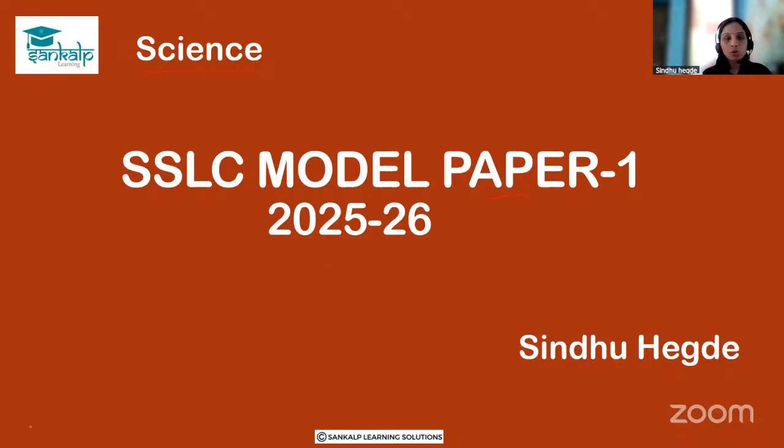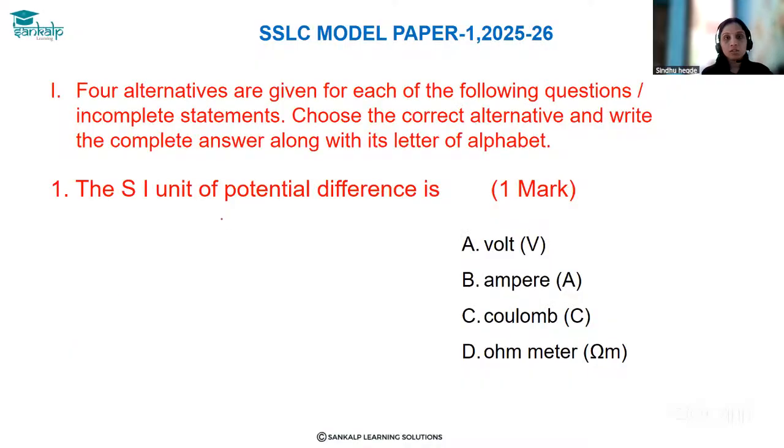Let us start to solve the questions one by one. First main, four alternatives are given for each of the following questions or incomplete statements. Choose the correct alternative and write the complete answer along with its letter of alphabet. First question: the SI unit of potential difference is option A volt V, option B ampere A, option C coulomb C, and option D ohm meter.